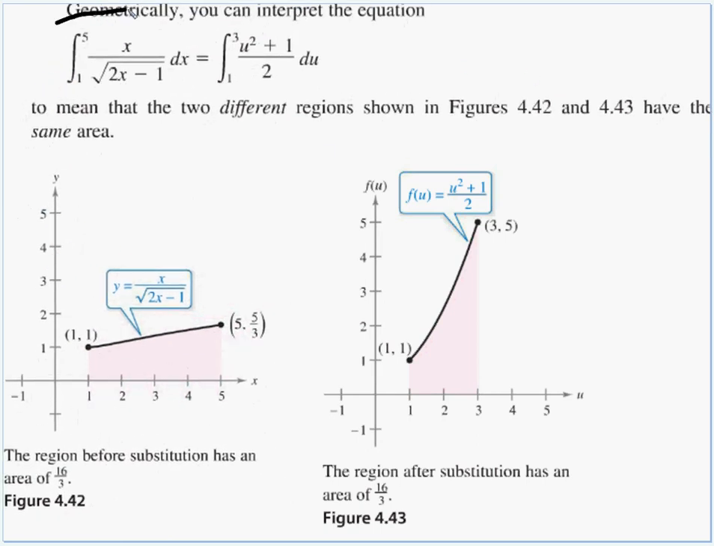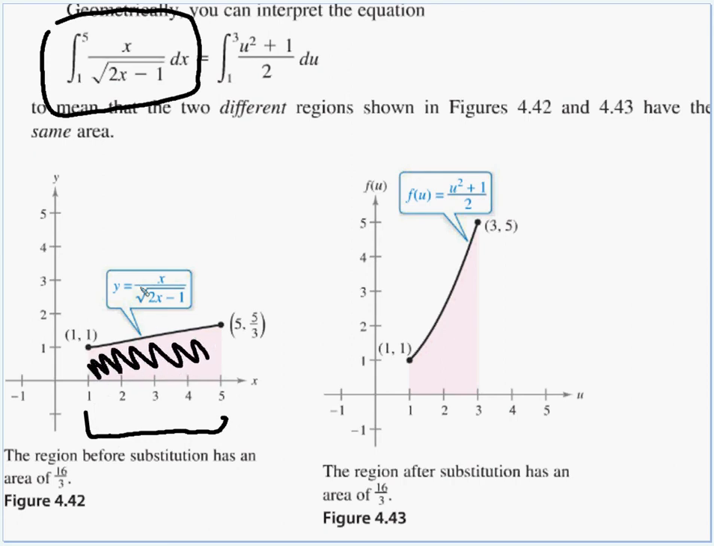We're going from 1 to 5 on the x. That x over the radical, it's almost a straight line, but what we found would be this area if we left everything in terms of x. The other way to do the u sub, it would look like this: (u squared plus 1) over 2. Well, if we graphed that, it would look like this over here, the blue area I shaded in.